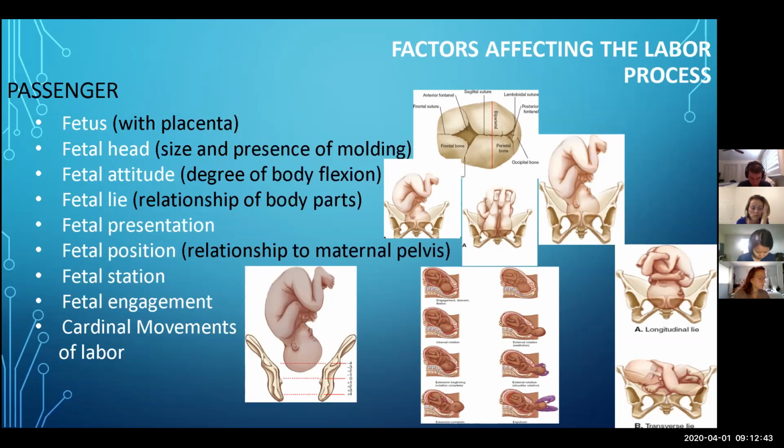Your fetal position describes the relationship of a given point on the presenting part of the fetus to a designated point of the maternal pelvis. The landmark fetal parts are the occipital bone, which would indicate a vertex presentation or position. The chin or the mentum would be a face position, and the buttocks or the sacrum would be a breech position.